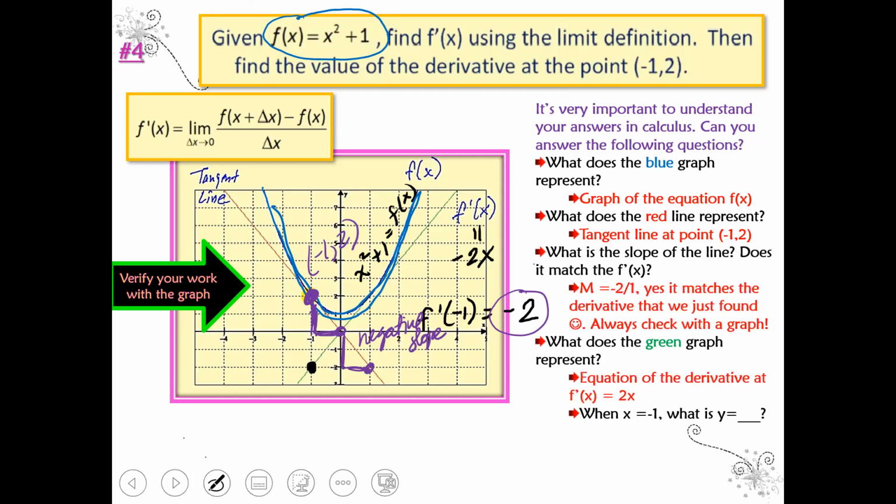Excuse me. Equation of the derivative of f prime at 2x. And that makes sense because it is a positive 2x. You're going up 2 over 1, up 2 over 1.